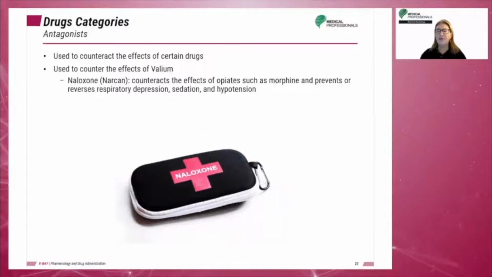Antagonists are used to counteract the effects of certain drugs. For example, to counter the effects of Valium or overdoses of opioids. An example is naloxone or Narcan, which is used to counteract the effects of opioids, such as morphine, and prevents or reverses respiratory depression, sedation, and hypotension.